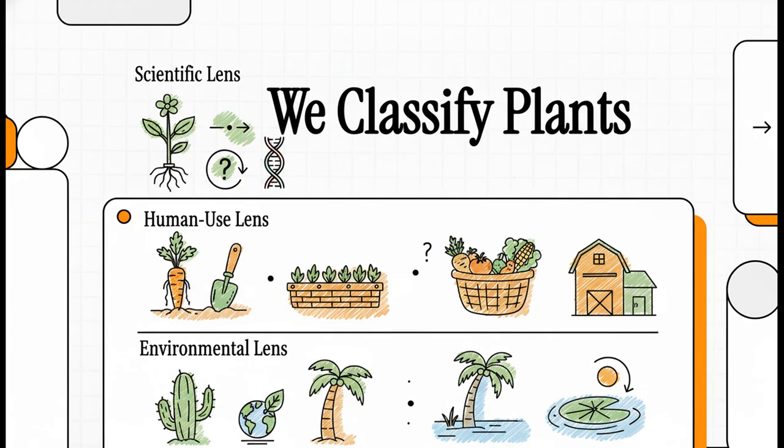Have you ever just stopped and thought about the sheer number of plants out there? I mean, from the grass in your backyard to the produce at the grocery store, it's a massive, beautiful, and honestly, kind of overwhelming green kingdom. So the big question is, how on earth do we make sense of it all?